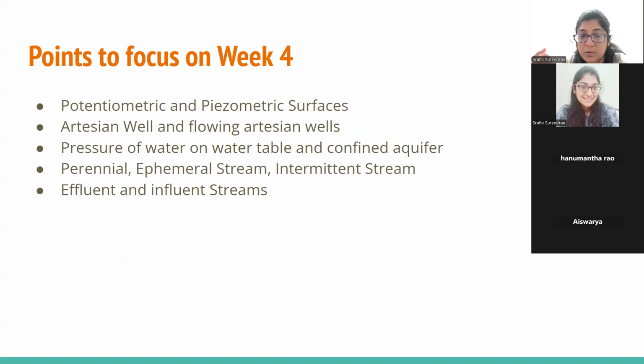Perennial streams are streams that flow throughout the year. Ephemeral, they flow for more than 30 days. Intermittent is when they flow for less than 30 days. Then effluent and influent streams: streams that provide water to the groundwater are influent streams, and streams that are obtaining water from the groundwater are called effluent streams. So these are some focus areas in the fourth week's lecture.